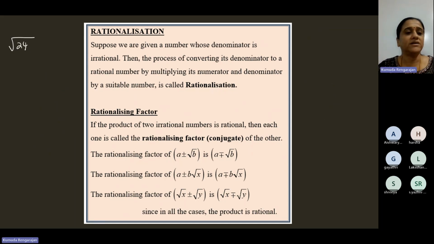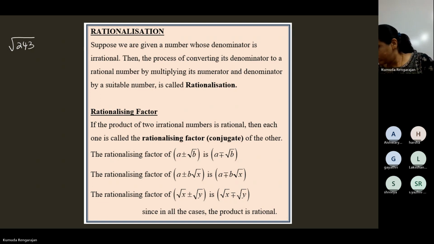Write square root of 243 as a mixed surd. That's the question. Express square root of 243 as a mixed surd. Ma'am, 9 root 3. Yes.